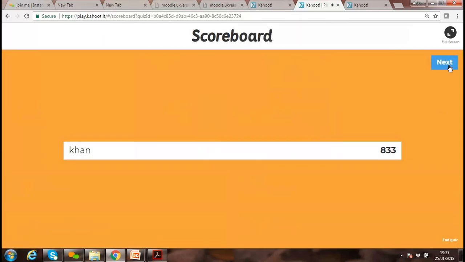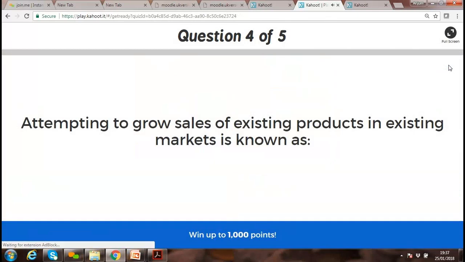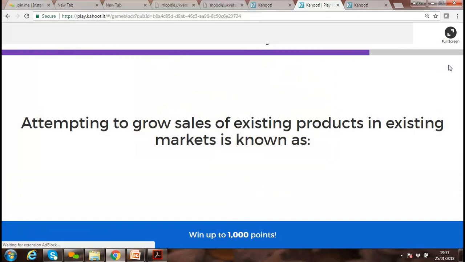Okay, well done. So, attempting to grow sales of an existing product in an existing market. Existing product in existing market. So which one will that be?